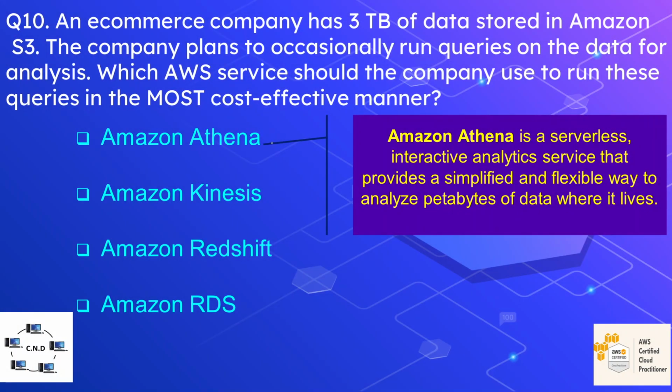Question number 10, and the answer is already highlighted. The question is: an e-commerce company has 3 terabytes of data stored in an Amazon S3 bucket. The company plans to occasionally run queries on the data for analysis. Which AWS service should the company use to run these queries in the most cost-effective manner? The options are A, Amazon Athena, B, Amazon Kinesis, C, Amazon Redshift, and D, Amazon RDS.